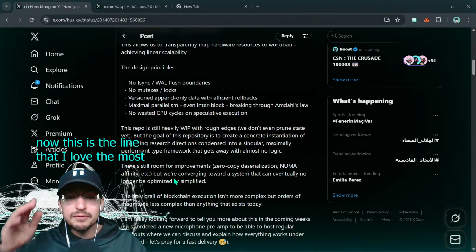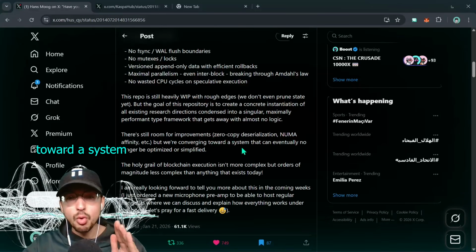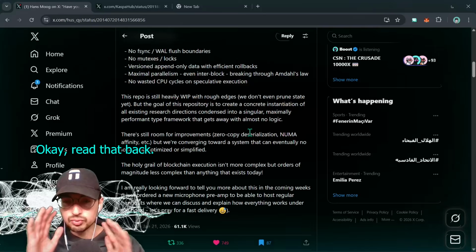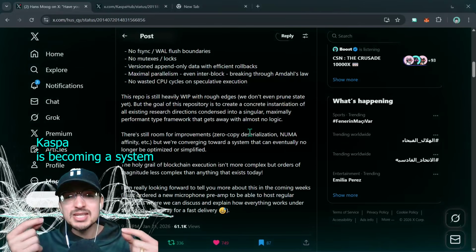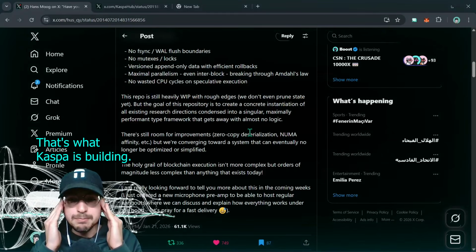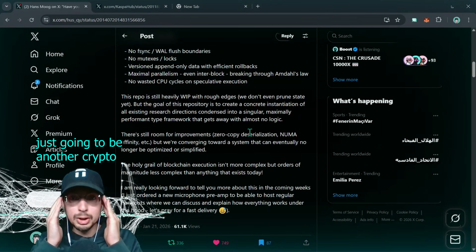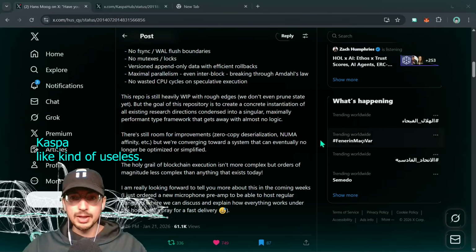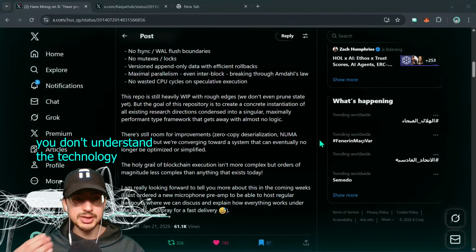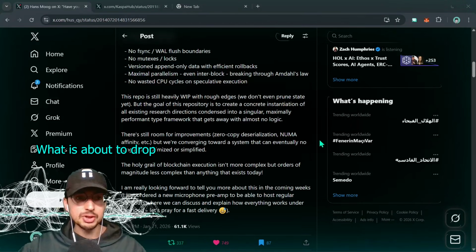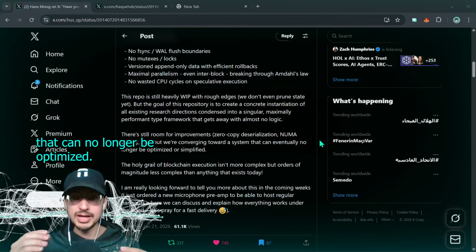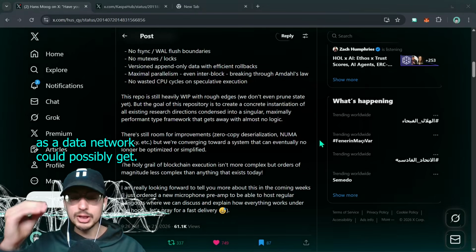Now, this is the line that I love the most: Kaspa is converging toward a system that can eventually no longer be optimized or simplified. Okay, read that back. Kaspa is becoming a system that can no longer be optimized. That's what Kaspa is building. And when people say, oh, there's just going to be another crypto in the next 5-10 years that's going to make Kaspa kind of useless, you have to understand what Kaspa is building. If you say such a comment, you're not understanding the technology of Kaspa that it's building right now and what is about to drop with VProgs and Dagnite. Kaspa is building a system that can no longer be optimized. It's as optimized as a data network could possibly get.